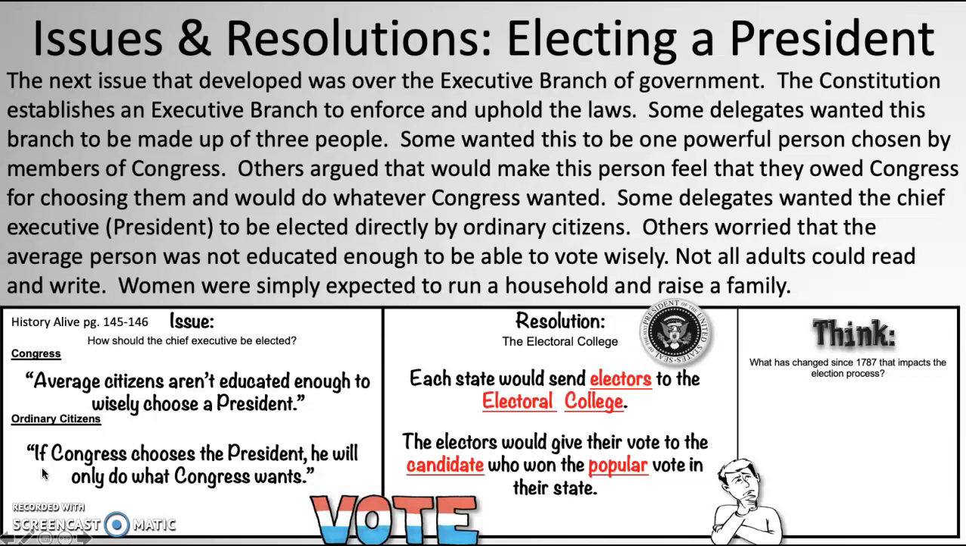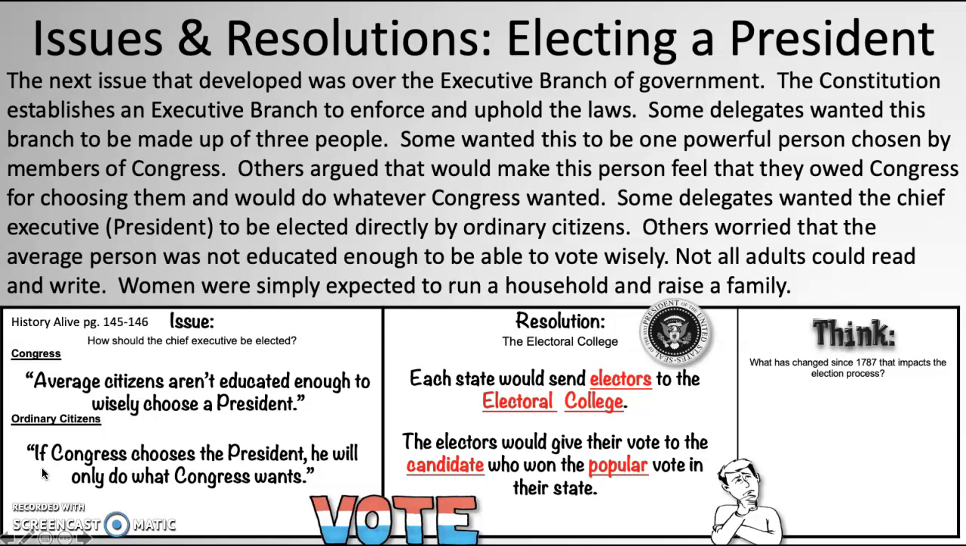This is where each state would send electors to an electoral college. It's not a school, it's just an organization that meets when we have a presidential election. So the electors would give their vote to the candidate who won the popular vote in their state. So how it works is it's based off of the number of people we send to Congress.